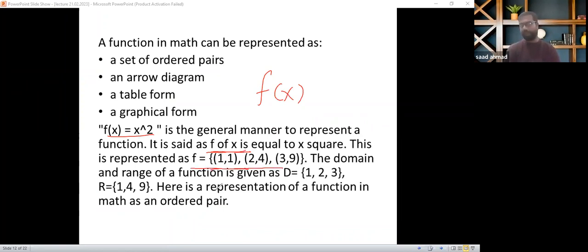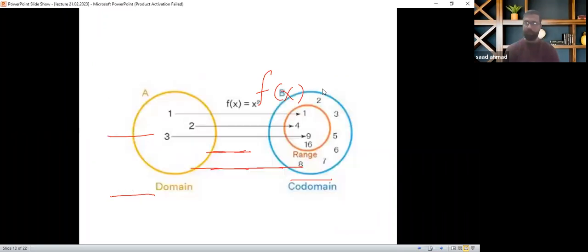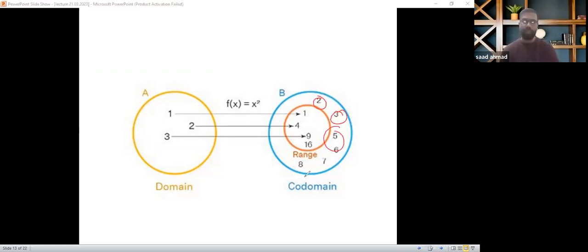You can also write it this way, the set notation with the ordered pairs. The domain for this set is 1, 2, 3. The range for this set is 1, 4, 9. This is just the same diagram that we used before. It's also okay if there are some free elements in the range. It's not compulsory that the whole range is covered, but the whole domain should be covered.